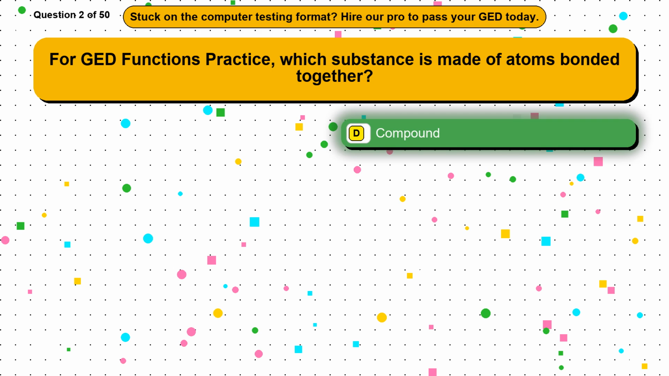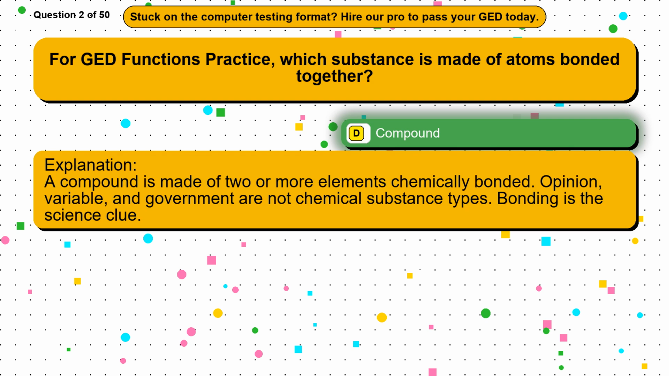The correct answer is option D. Compound. A compound is made of two or more elements chemically bonded. Opinion, variable, and government are not chemical substance types. Bonding is the science clue.